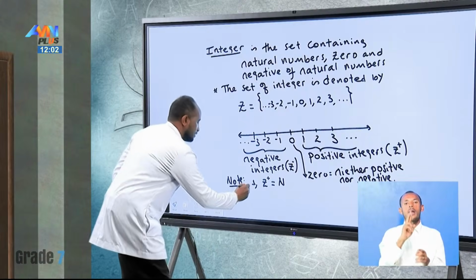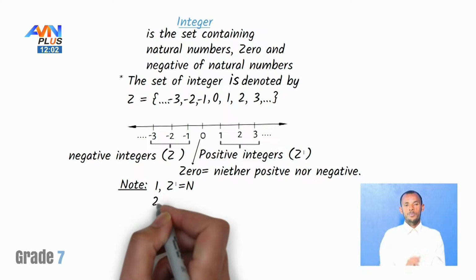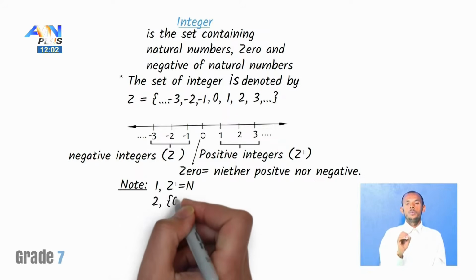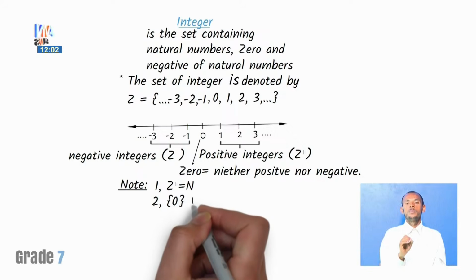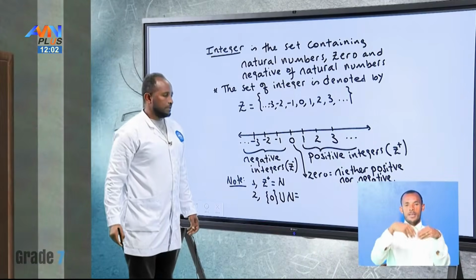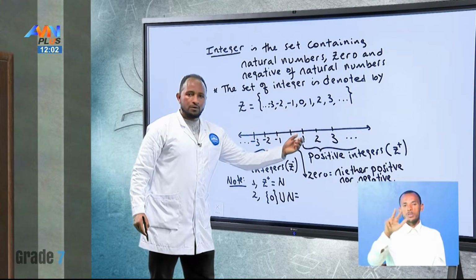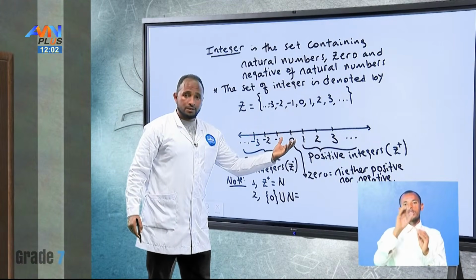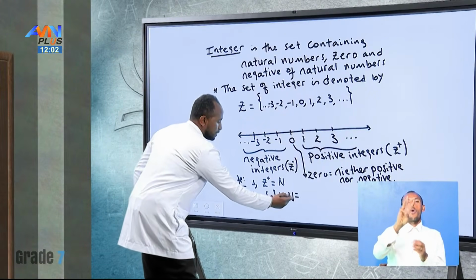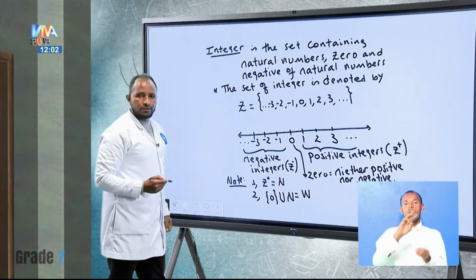Again, 0 union natural numbers gives you what? On 1, 2, 3, if you add 0, you get what? We get the set of whole numbers. Therefore, 0 union natural numbers gives you the set of whole numbers.